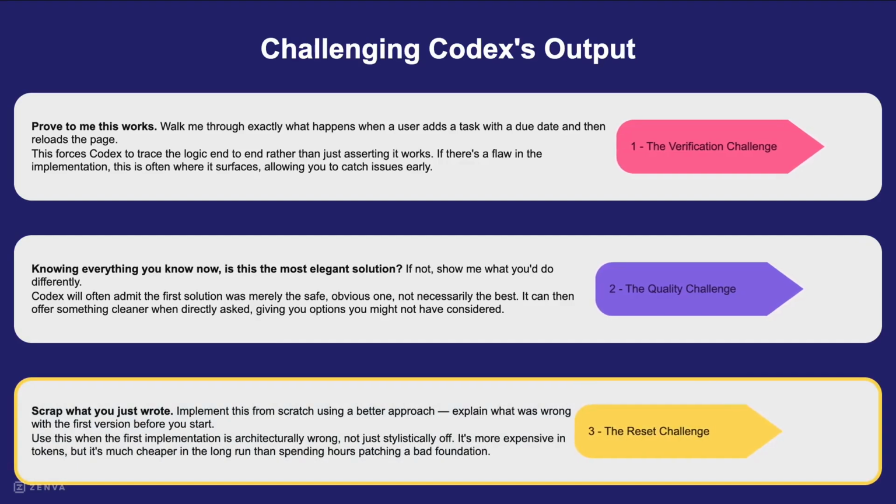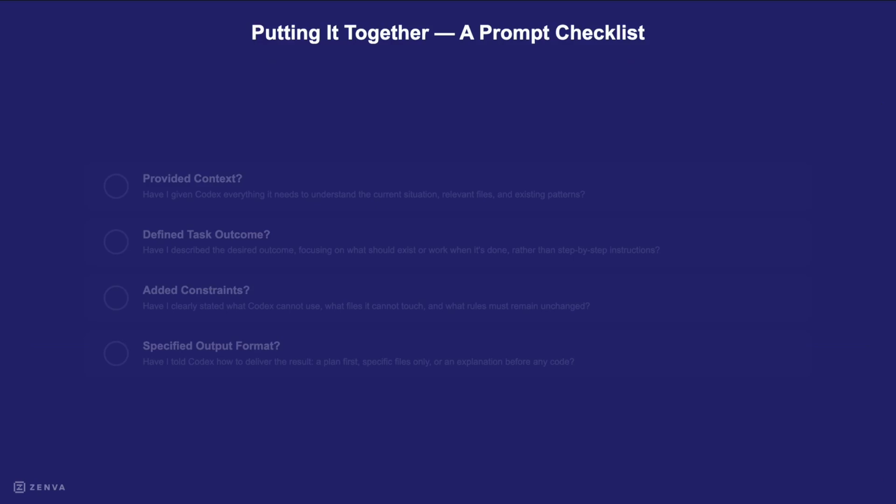Finally, if an initial attempt is truly flawed, use the reset challenge by telling Codex to scrap what you just wrote. This makes it explain its first try's faults before starting fresh with a new approach. While bigger, it's better than trying to fix a bad start. Now you know how to challenge Codex for better results. Let's make sure your first prompts are strong.